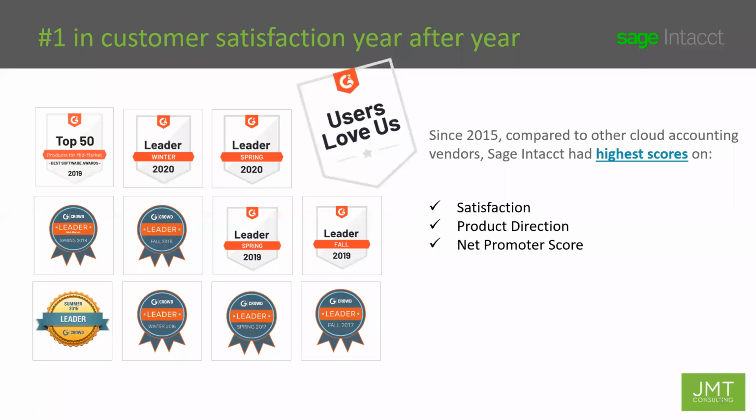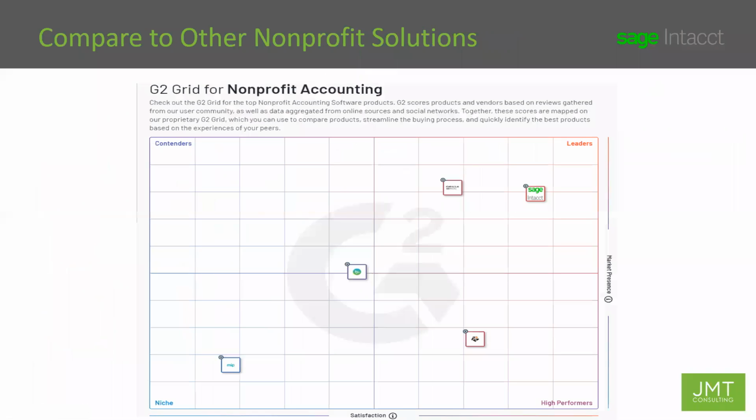So again, I've told you how great it is, but if you go out to G2 Crowd, G2 Crowd is a website that verifies actual users and asks them to rank the software. And so the actual users continually give Sage Intacct the #1 position in customer satisfaction year after year after year. And it just came out again here recently in 2020. They do it multiple times a year usually. This is the actual grid for nonprofit accounting software.